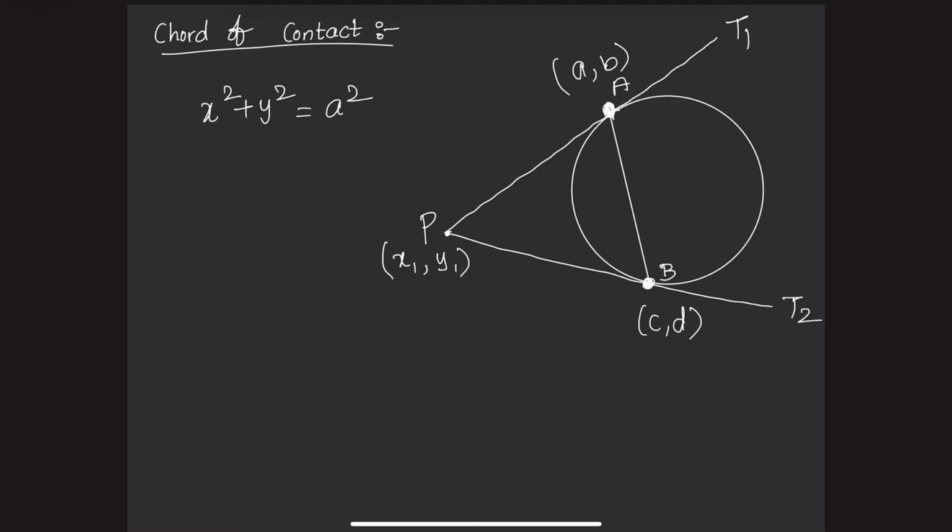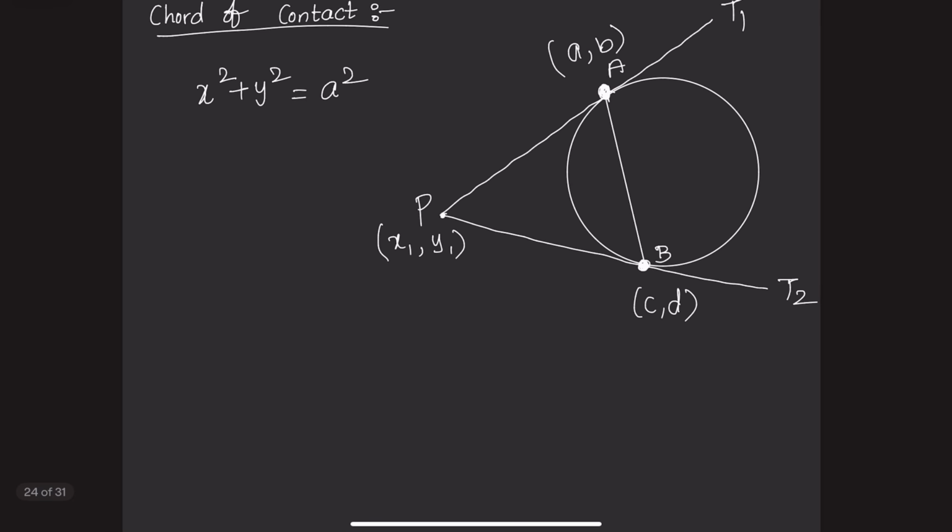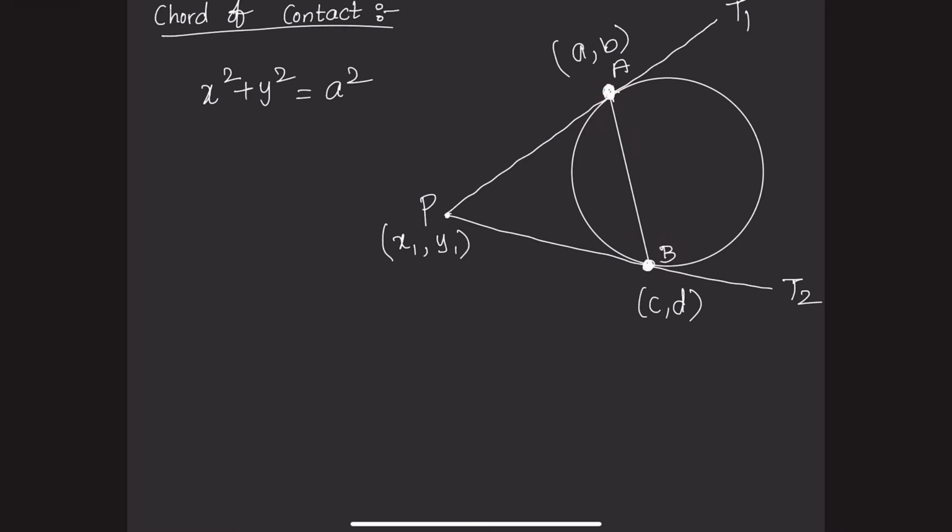So you have a circle and from an external point P, you're drawing two tangents to this circle, which are T1 and T2. The points of tangency are A and B, and the coordinates are given by (a, b) and (c, d). Let the external point be (x1, y1). So we will first derive the equation for this chord. This is a chord of the circle, and since this chord is formed by joining the points of tangency, which are the contact points of the tangents with the circle, it is called the chord of contact. So the task for us is to find the equation of this chord of contact.